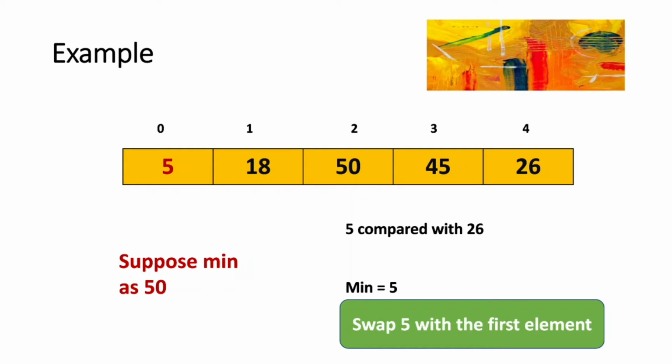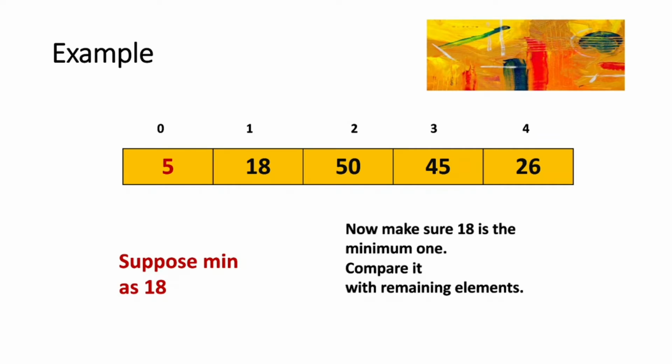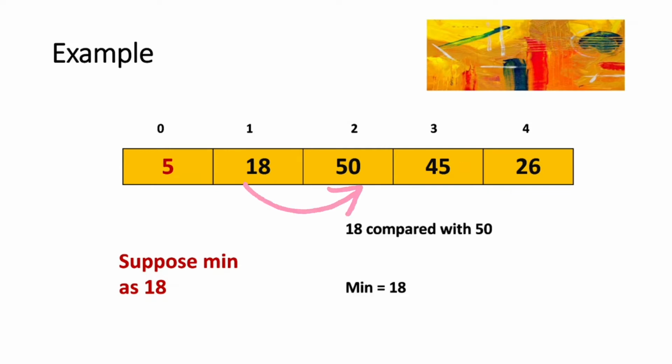Now iterate again from index 1 to index 4. Now assume that 18 is the smallest element. I will be repeating the same process. Now I need to prove that yes, 18 is the minimum one. How will I prove that? I will be comparing 18 with the rest of the elements. So now 18 will be compared with 50. 18 will be the minimum one. Now 18 will be compared with 45. Yes, 18 will be the minimum one. Then 18 will be compared with 26.